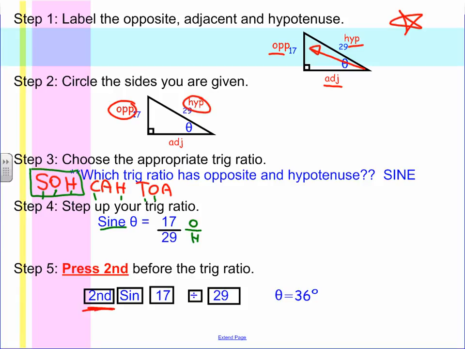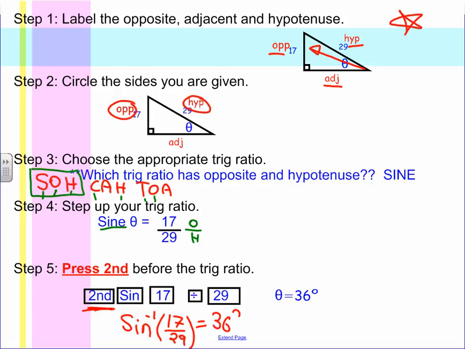Your second button is a different color. It's in the very top left-hand corner of your calculator. You need to push that button. Then you need to push sine, so second sine, and it should look like this. Sine, and then it does a little -1 bracket, and that should show up on your calculator. You then put in the numbers, so 17 divided by 29. That's our ratio that we had found earlier. And when we put that in our calculator, it'll give us our answer. And our answer in this case is 36 degrees.